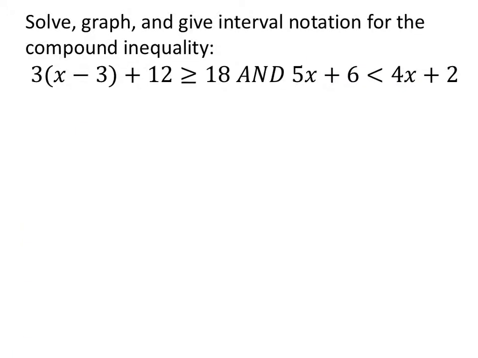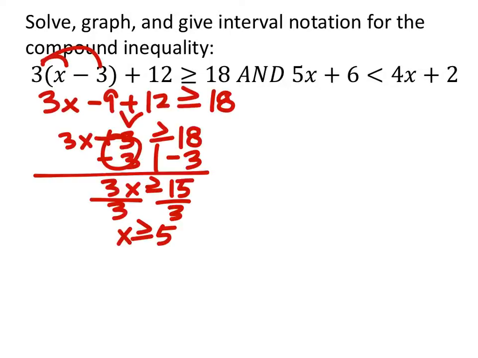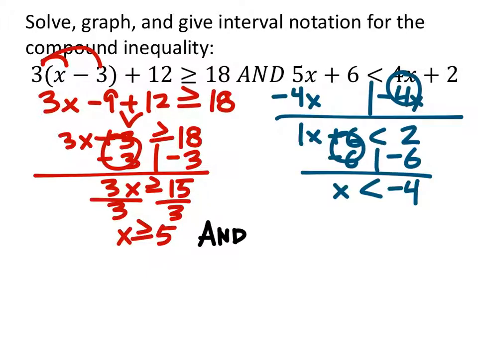Alright, once again, I'm not going to explain the work on these, but I'm going to show the work so that you can kind of compare what you did with what I did. So on the left there, I get x is greater than or equal to 5. And so I've got x is greater than or equal to 5 and x is less than -4. Let's go and look at the graph on this one.